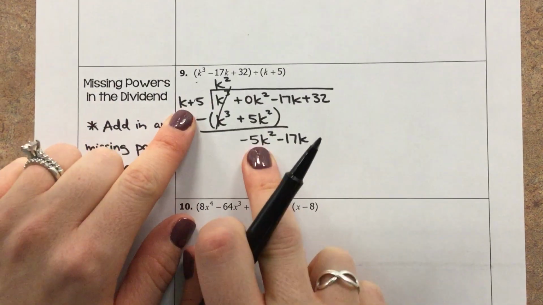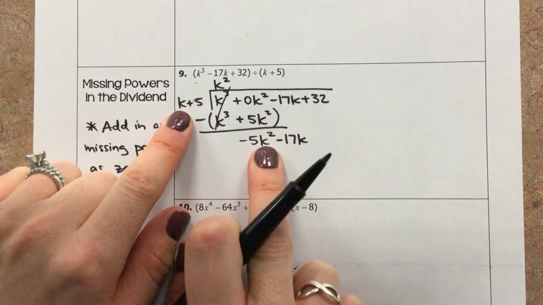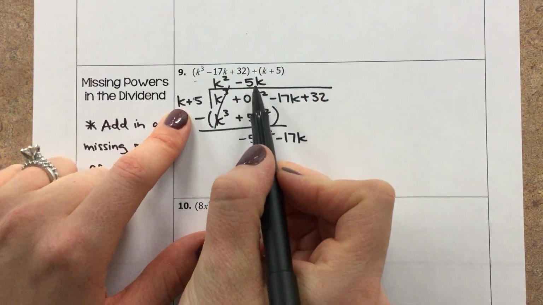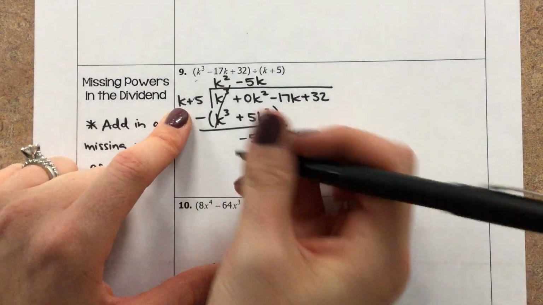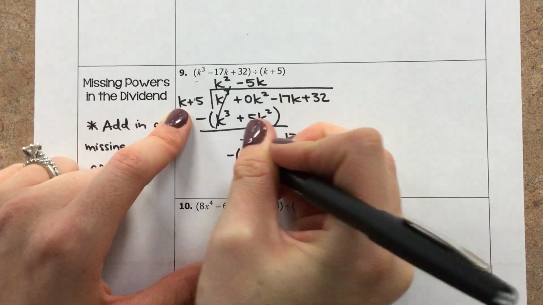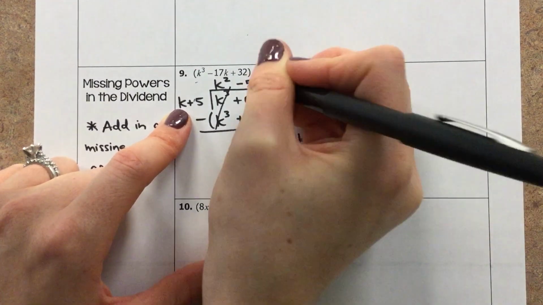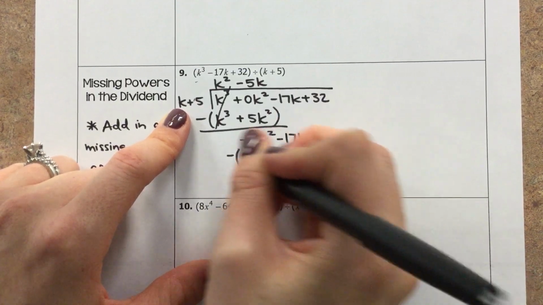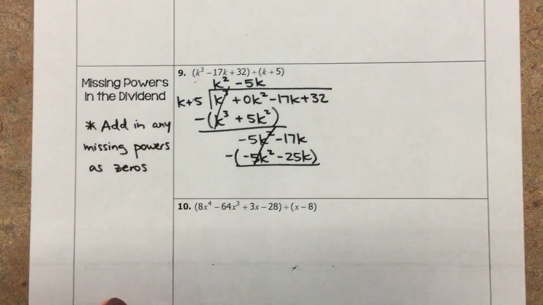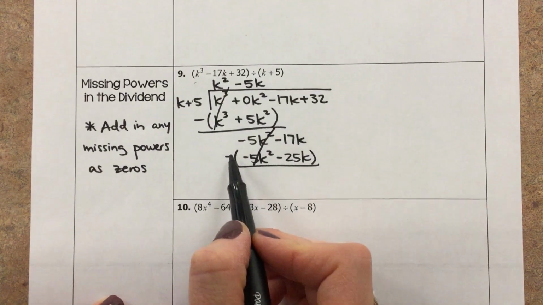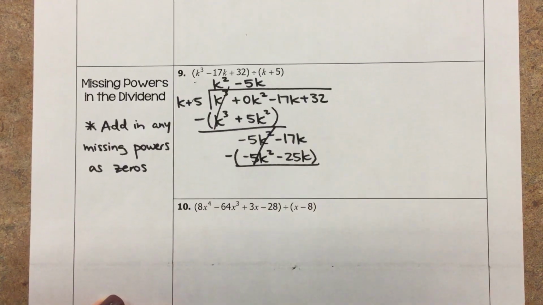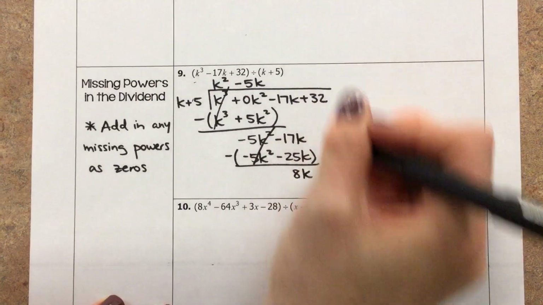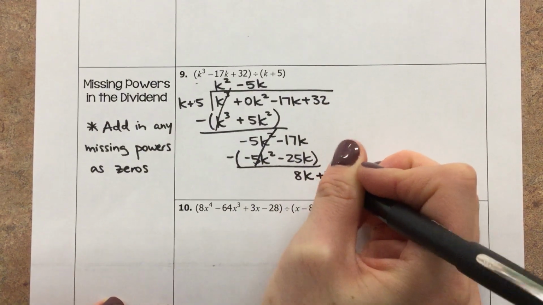How many times does this go into this? This times what gives me this? That would be a negative 5k. So I multiply negative 5k to the k plus 5, and I subtract. So negative 5k squared, negative 5k times 5 would be a negative 25k. Subtract, these guys cancel. I have negative 17 minus a negative, so plus 25k, and that leaves me with 8k. And then finally, bring down that 32.